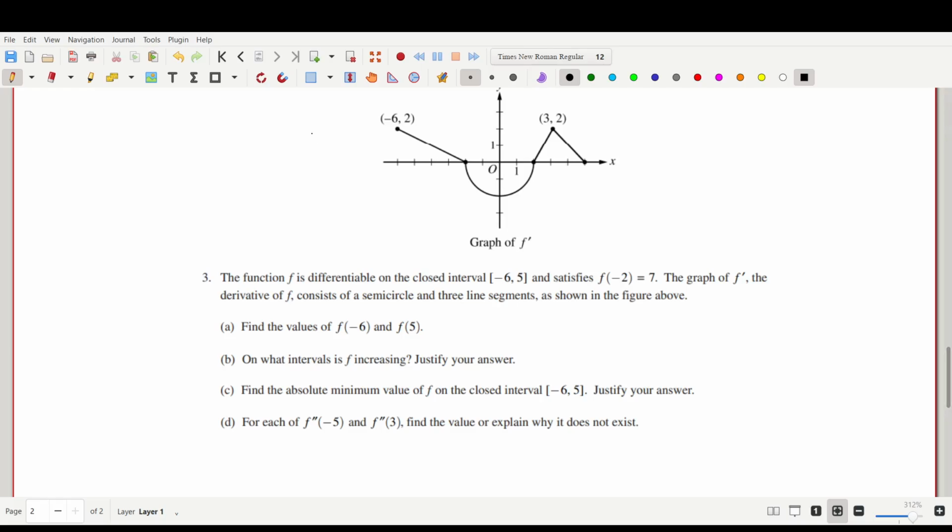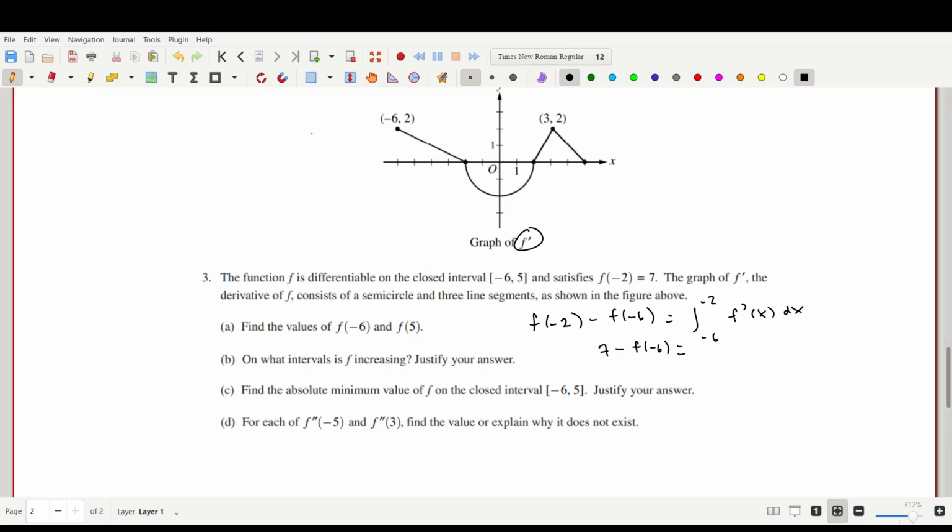Okay, find f of -6. Well, net change theorem says f of -2 minus f of -6 is the integral from -6 to -2 of f prime of x dx. This is just one of the things you got to get used to. If you know the derivative, you can find the difference between two values, like f of -6 and f of -2, by using FTC basically. And if you plug in here, we get 7 minus f of -6.